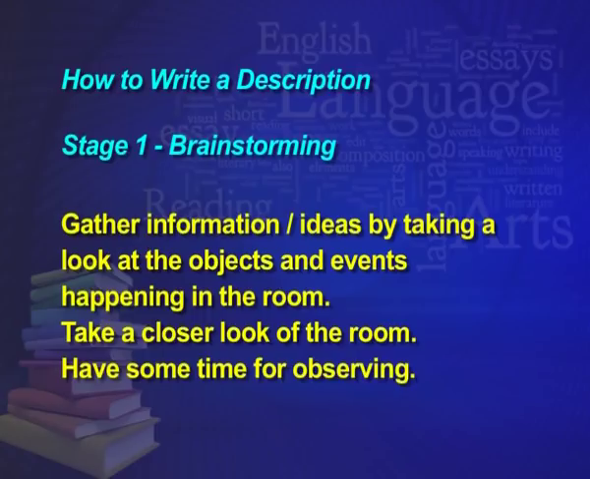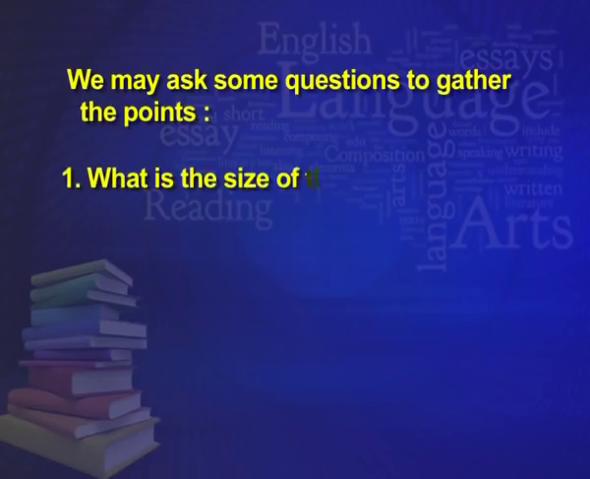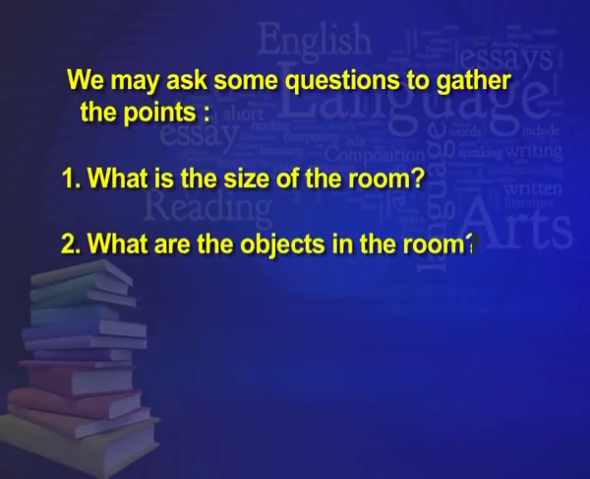First of all, let us gather information or ideas by taking a look at the objects and the events happening in the room. So, take a closer look at the room, have some time for observing, then having observed the objects and the events that are happening, let us jot them down in words and short sentences. Are you doing it? We may ask some questions to gather the points for our writing. What is the size of the room? You may say this is a spacious room or a small room. What are the objects in the room?